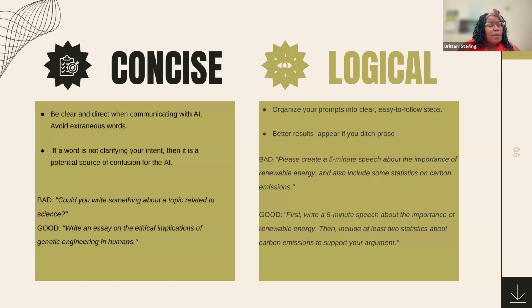A better prompt would be, first, write a 5-minute speech about the importance of renewable energy, then include at least 2 statistics about carbon emissions to support your argument. So I know they're small nuances, but for those of you who've played around with this, it really does make a difference if you were to follow this kind of thing.